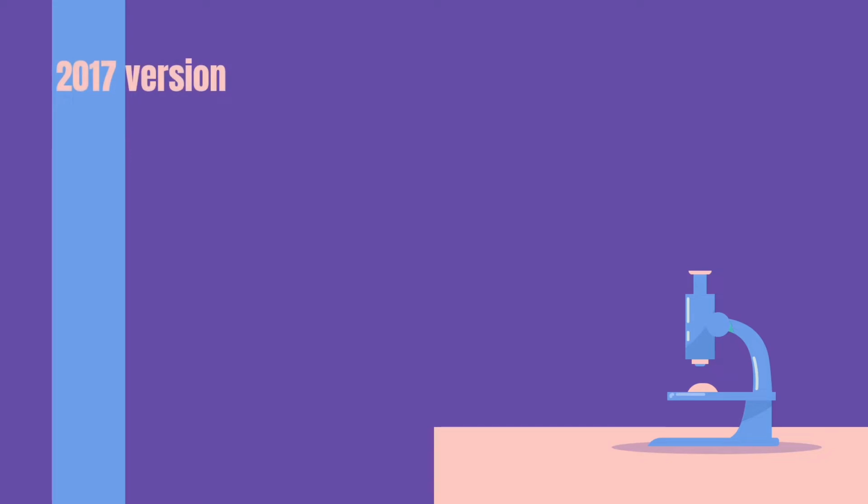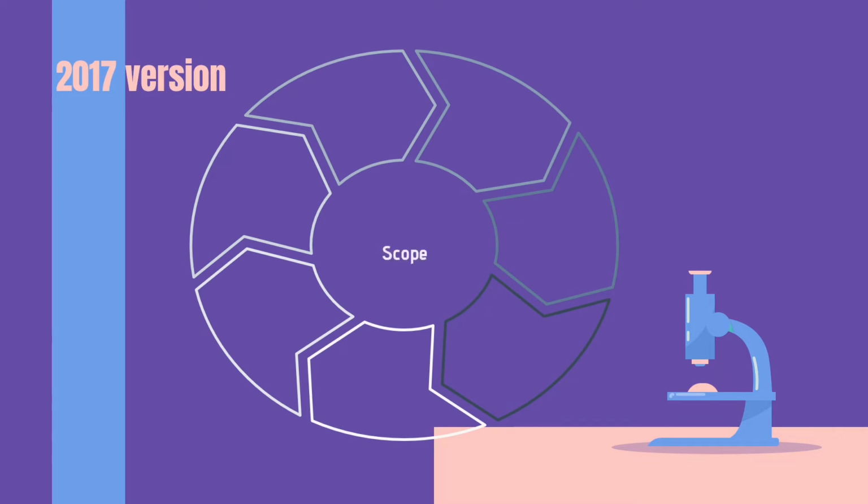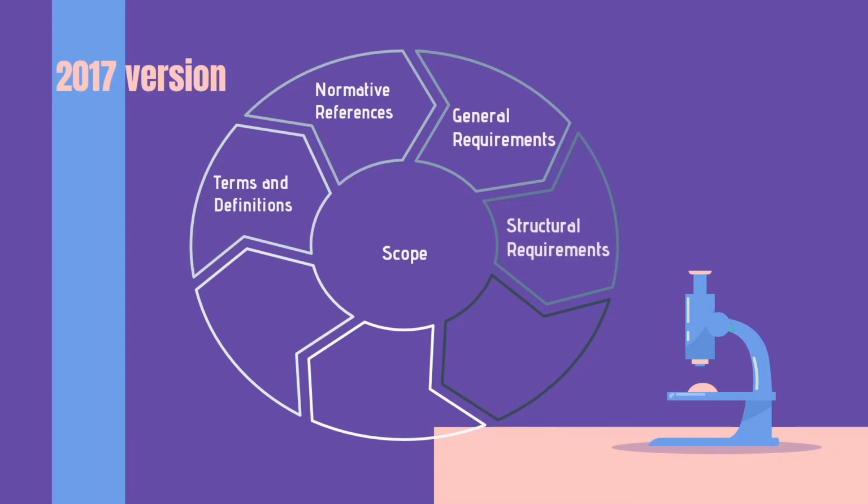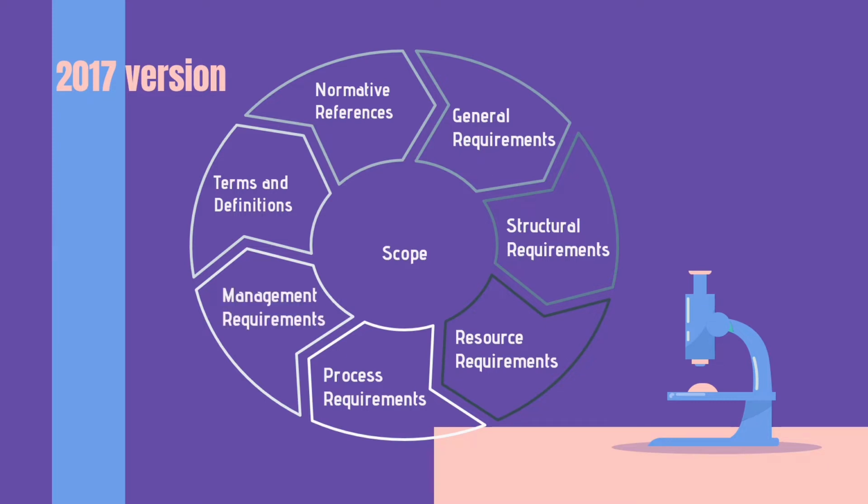The 2017 version of ISO 17025, which is the current version, has modified this structure to be scope that covers all laboratories' activities including testing, calibration, and sampling. Normative references, terms and definitions, general requirements, structural requirements which are basically the organizational components of a laboratory, resource requirements that have the laboratory's personnel, facilities, equipment, and systems available to perform its activities, process requirements which are the heart of this version that cover 11 core processes to improve efficiency, and lastly, management system requirements.